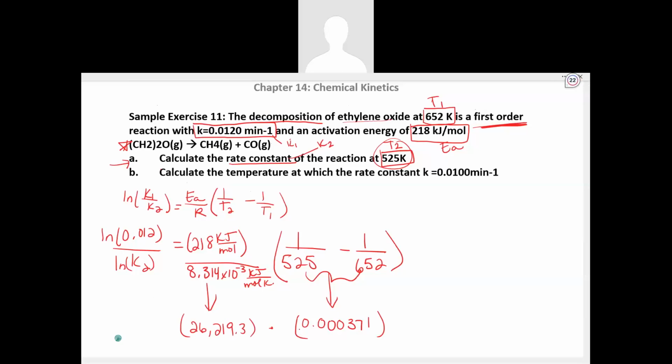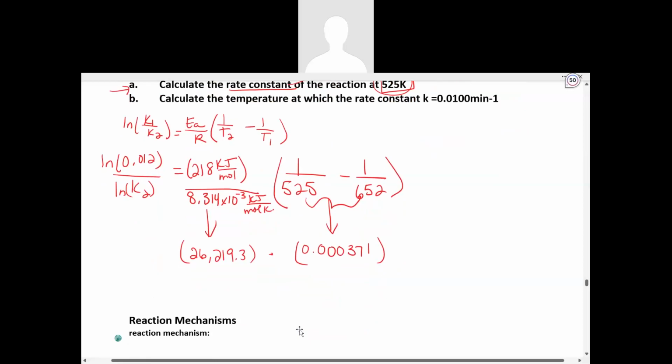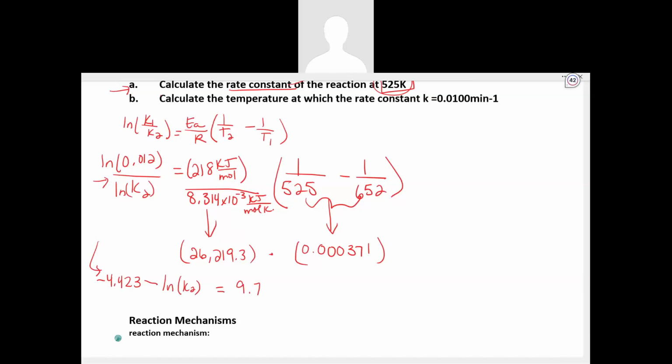And we can then bring this problem a little further down here. We can then plug in the natural log of 0.12. That turns out to be negative 4.423. And if we were to expand these two natural logs here, the way to change this operation of division is to subtract the natural log of K2. And we're going to set that equal to, after we simplify these values over here, about 9.7279.